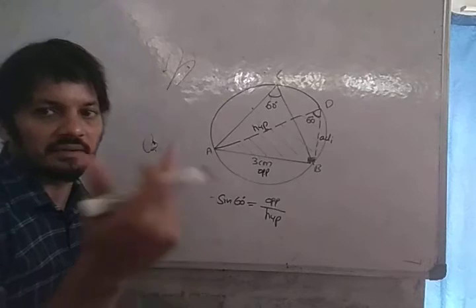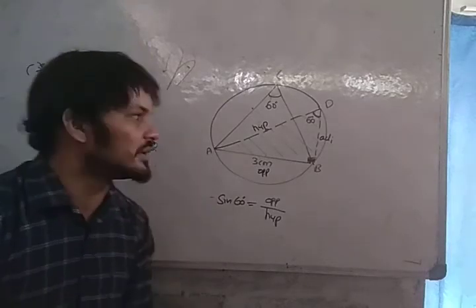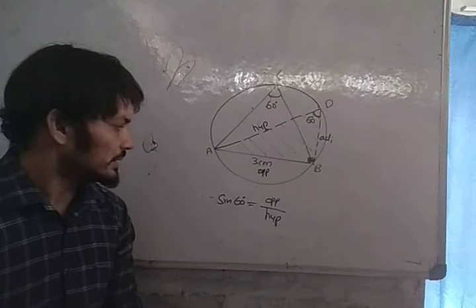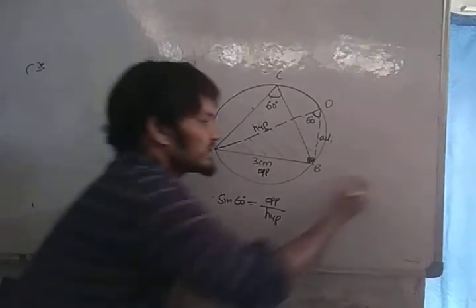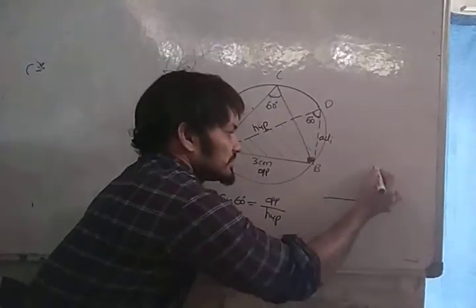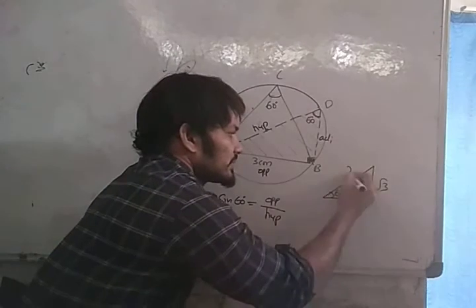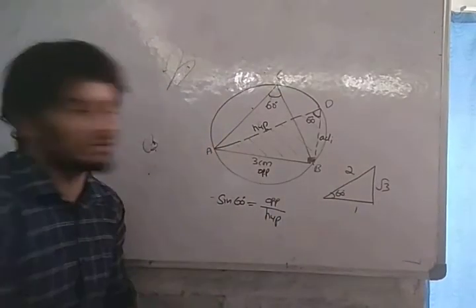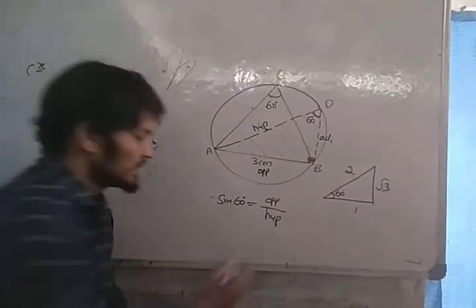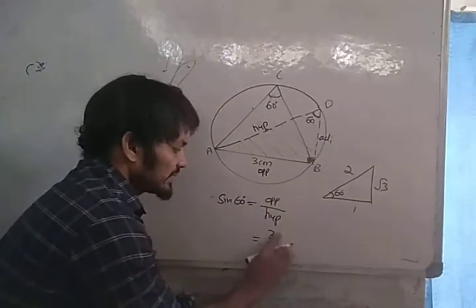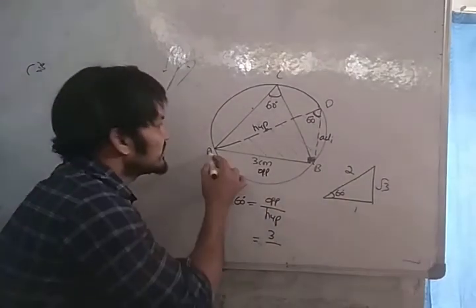Don't take the help of the textbook. The 60 degree, 30 degree and 45 degree ratios you have to study and keep. That already I gave. Again I give here the 60 degree ratio: front root 3, here 1, here 2. Use this and solve it. Here opposite 3 centimeter, and here hypotenuse is AD.